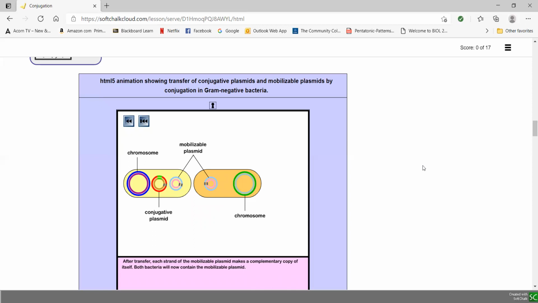So again, that one has two asterisks. You want to look at the description carefully. You want to look at the animation carefully so you can follow the process.